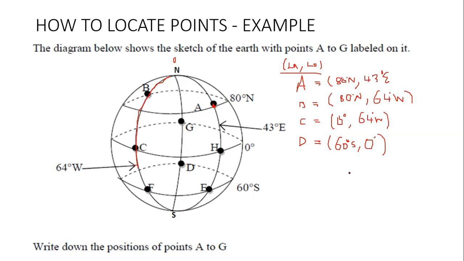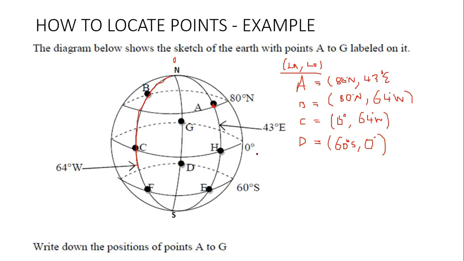So when you go to E also, you do the same. At E here, you are going to say it is on 60 degrees, comma, this is 43 degrees east. When you go to F, this one is also 60 degrees south, comma, 64 degrees west. Then when you go to G, let's locate G. G is also 0 degrees. So G is 0 degrees, comma, 0 degrees.